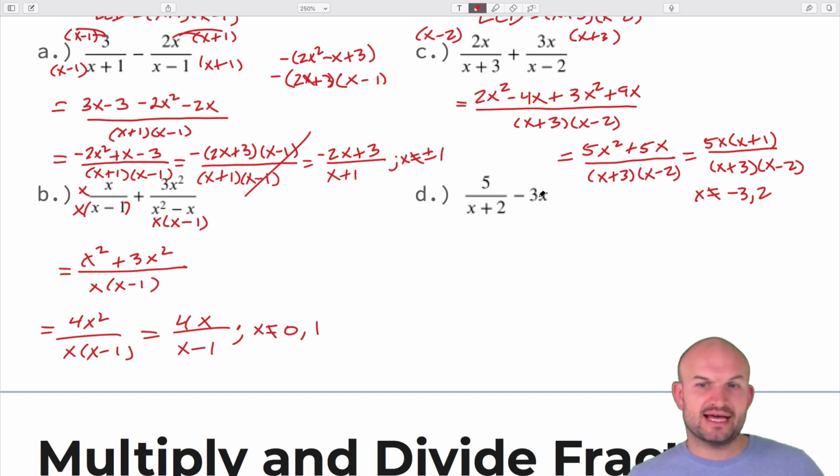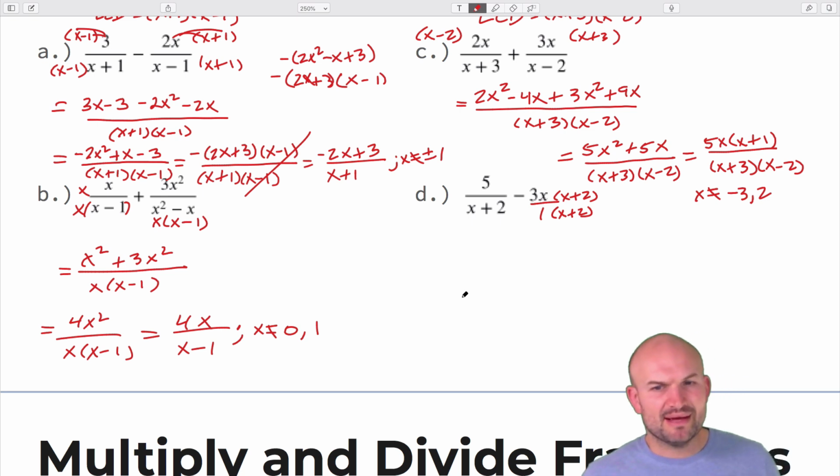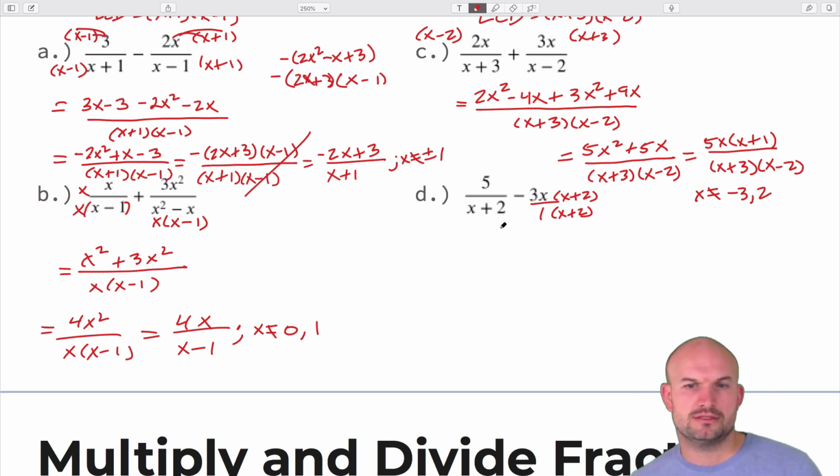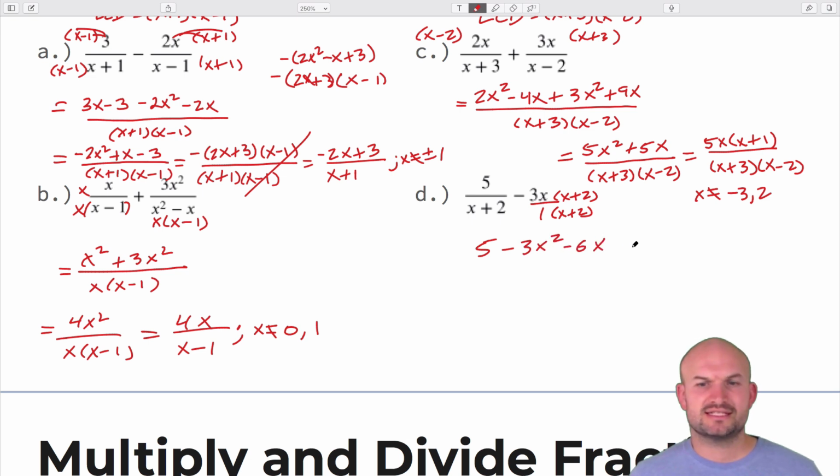The next one gets a little tricky sometimes with people when they don't see another fraction. So again, I just told my students, write it as a fraction, right? So it's 3x over 1. Therefore, x plus 2 and 1, the only thing in common here is going to be x plus 2. So you're going to need to multiply by an x plus 2 here. And when doing that, I get 5 minus 3x squared minus 6x all over x plus 2.